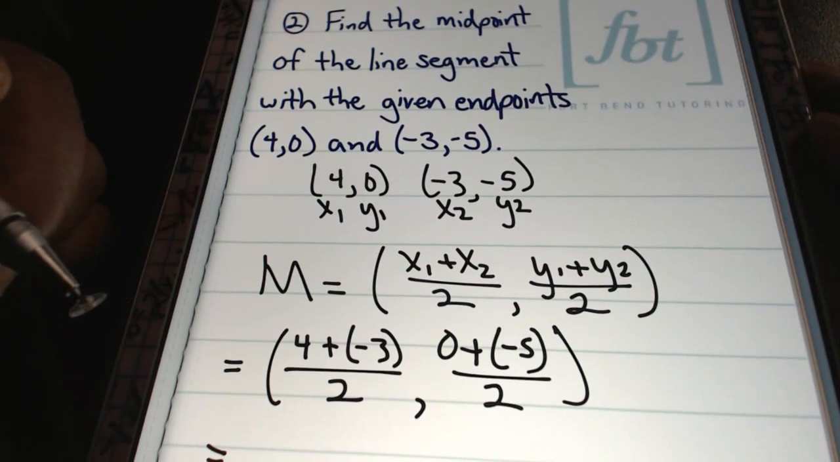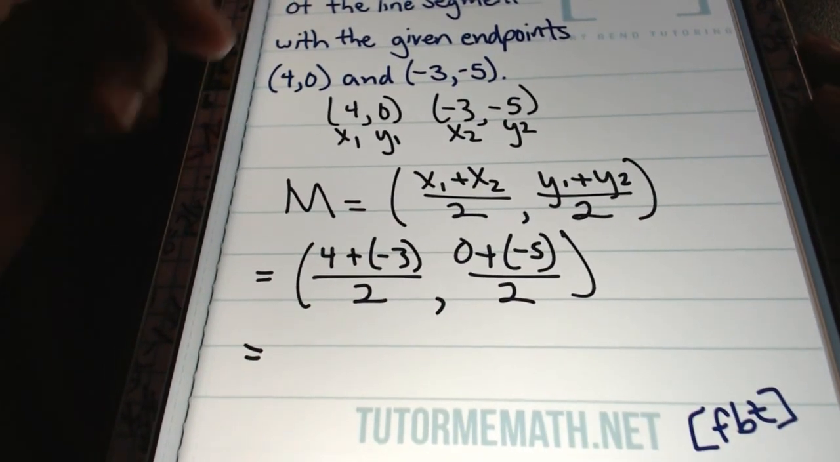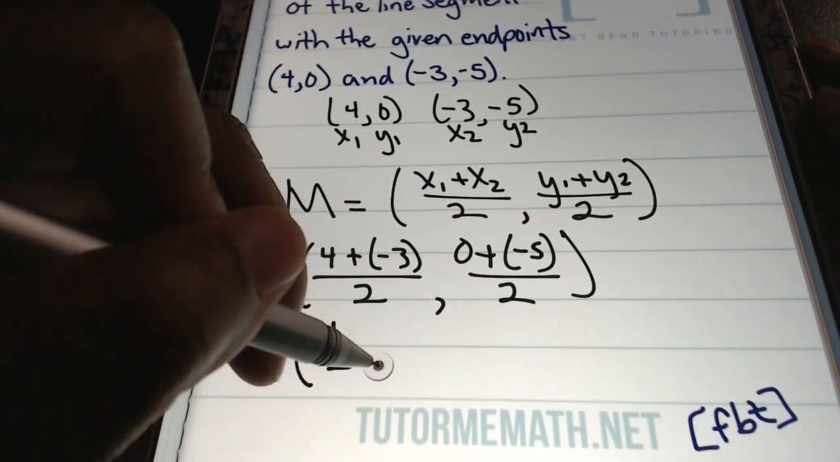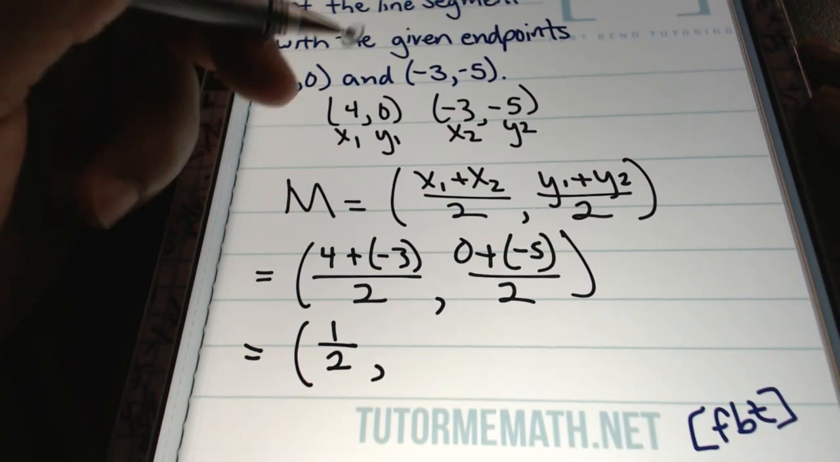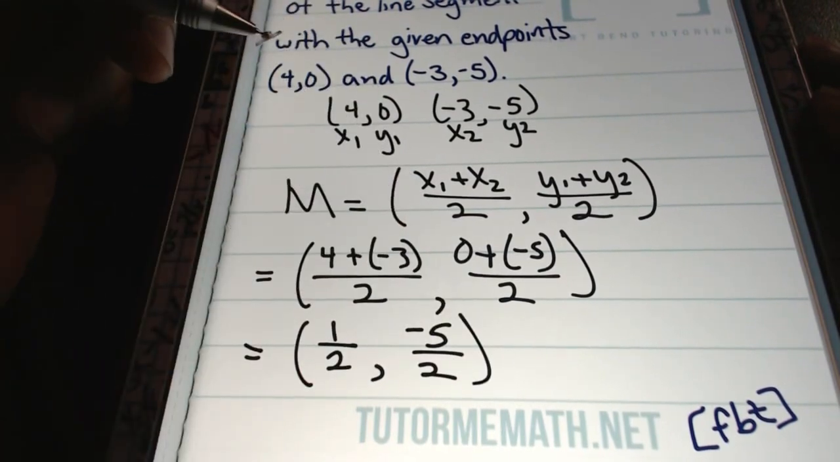Absolutely. Then combining my like terms here, we have 4 plus -3, which gives you 1 over 2. In the second fraction, we have 0 plus -5, which gives you -5 halves. And here is our answer.